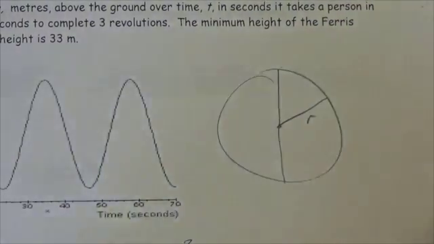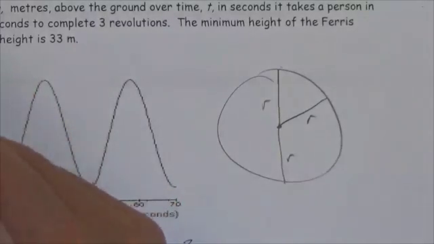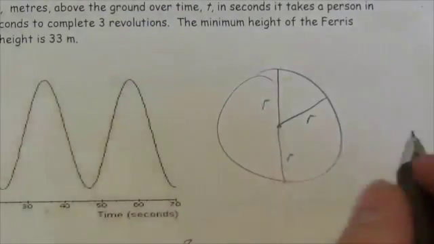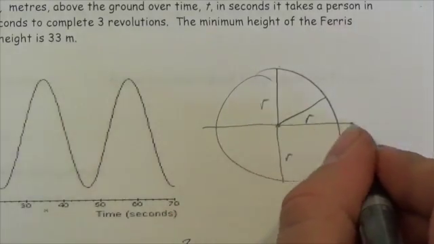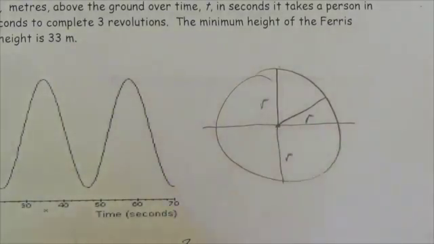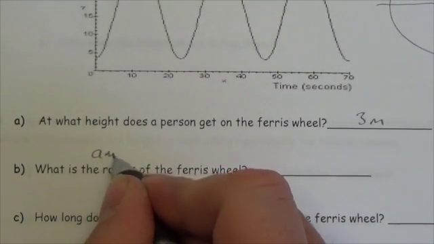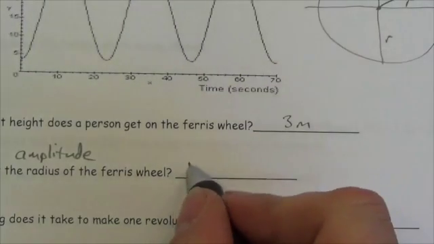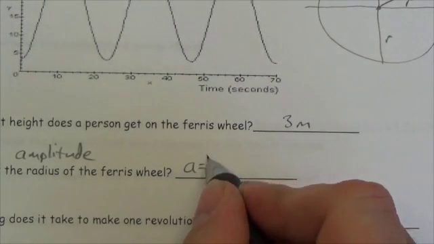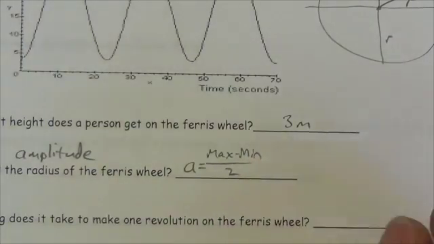Now let's think about where have we talked about that in the context of a sinusoidal graph? And the answer is, well, that's the amplitude of the motion. The amplitude runs from the center to the top or the center to the bottom. So this question right here is really asking for the amplitude of the motion. And we get amplitude by taking the max minus the min over 2.